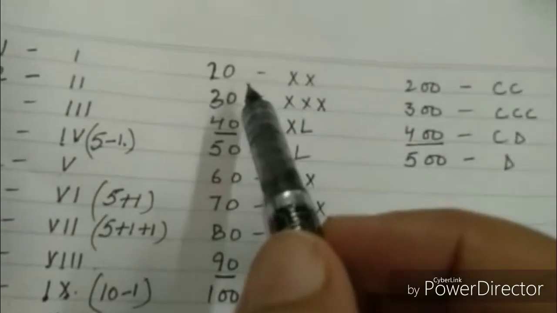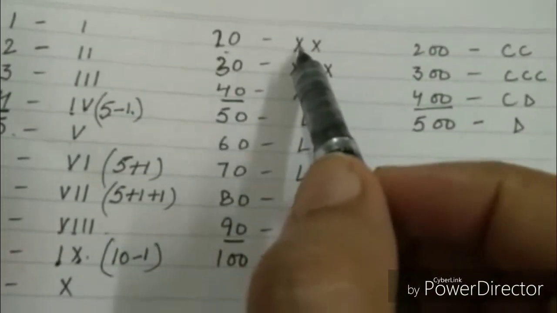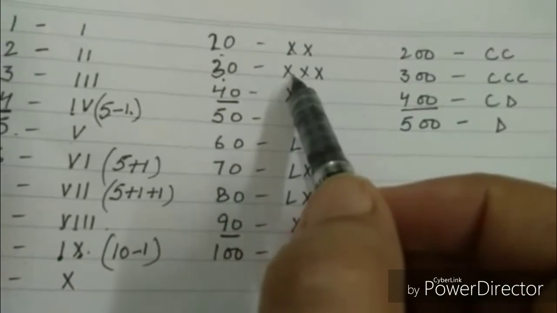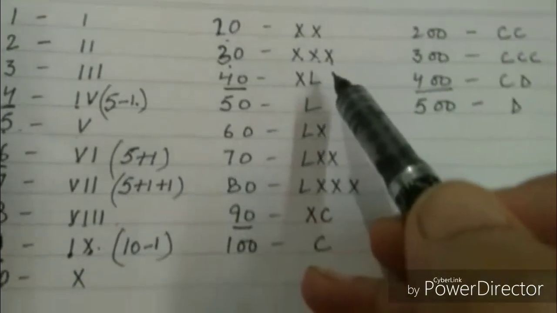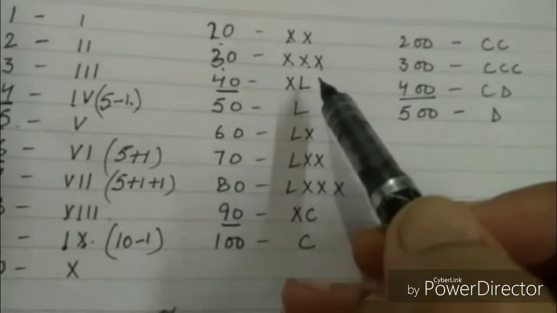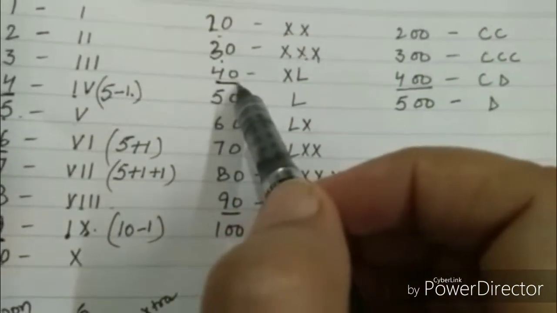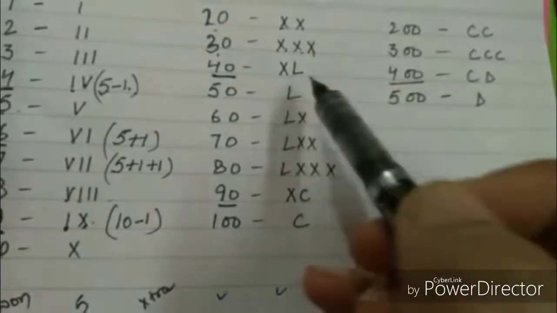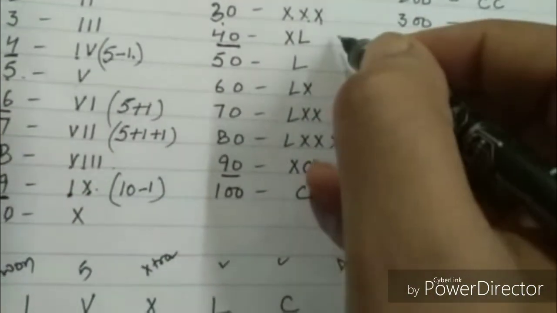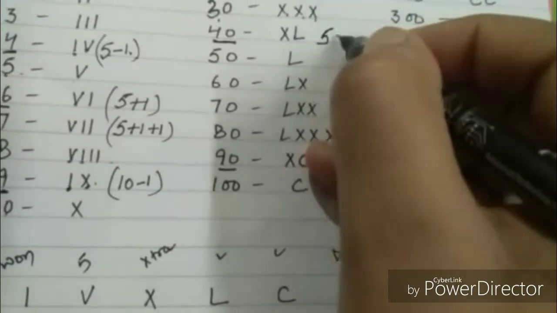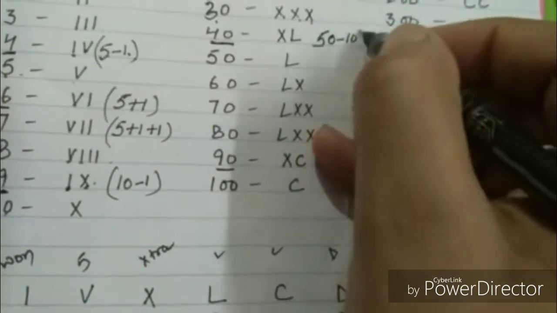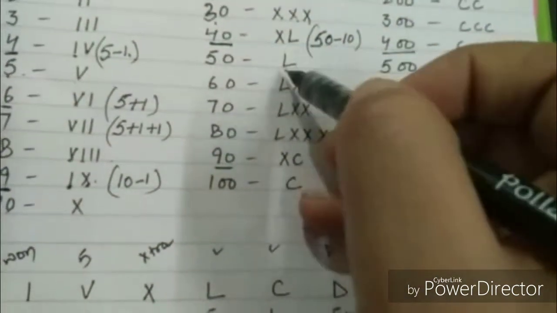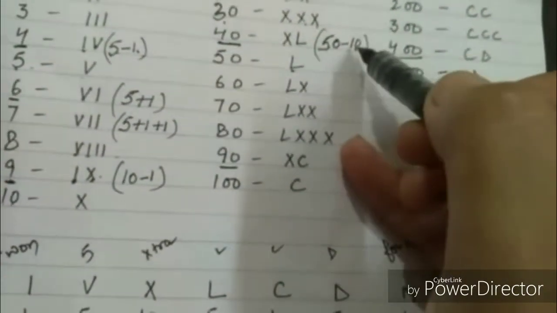Now move to the next number, that is 20. 20 is XX. 30 is XXX. Since in Roman numerals we can repeat anything only 3 times, 40 cannot be written as 4 times X. That is against the rules. So how to write 40? As I have explained earlier, now you all know that 40 can be written as 50 minus 10. 50 is L, which we discussed in that earlier table. And minus 10 means you are subtracting 10.